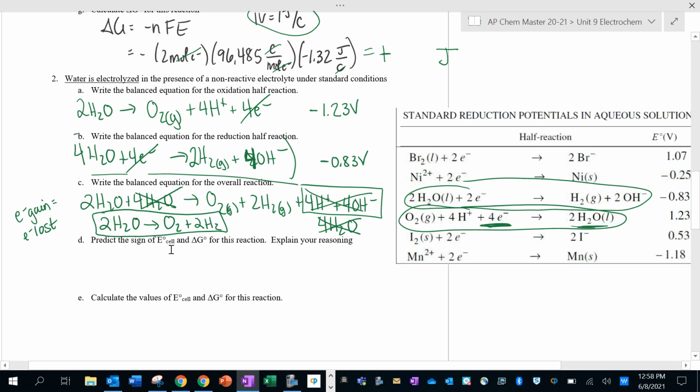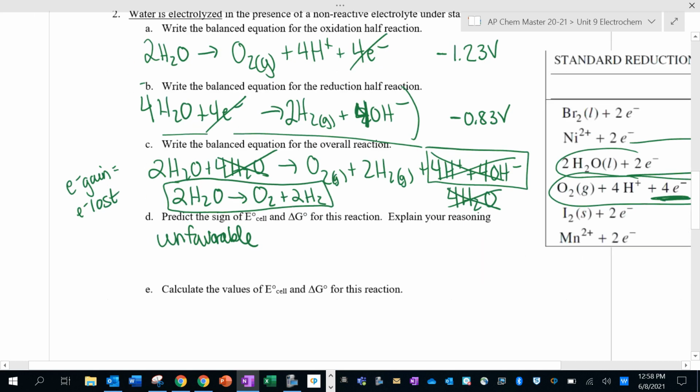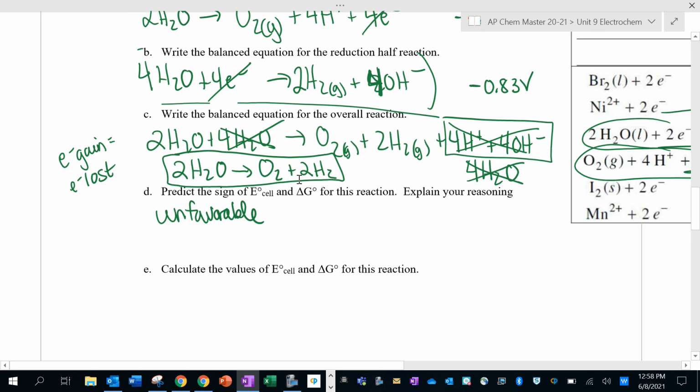And predict the sign of E and G. Well, we know that when it's electrolysis, this reaction is unfavorable. This is not something that occurs on its own. Like if you have a glass of water, it's not going to spontaneously start bubbling and forming oxygen and hydrogen gases. We need to hook this sample up to a power source in order to force this reaction to run. So since this reaction is unfavorable, that means the delta G is positive, and that means the E is going to be negative. Because again, remember this relationship between G and E here. So there we go. And then we can actually calculate the values of E and G.